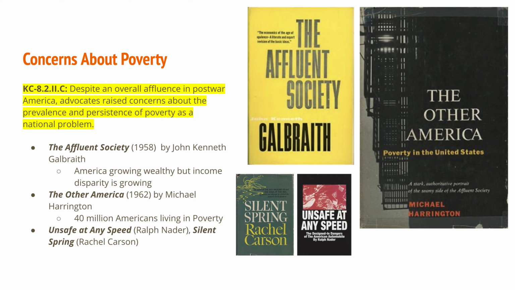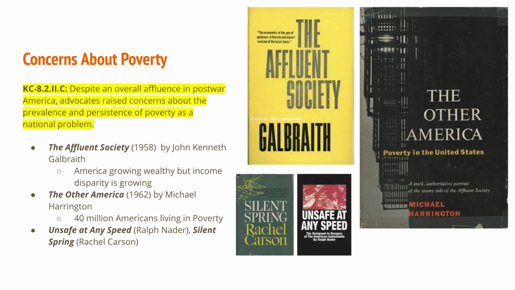Now, going into the Johnson administration, there are concerns about poverty and other social problems in America. Despite an overall affluence in post-war America, advocates raised concerns about the prevalence and persistence of poverty as a national problem. A couple of books that we've already mentioned, but I want to make sure that they're clear again.